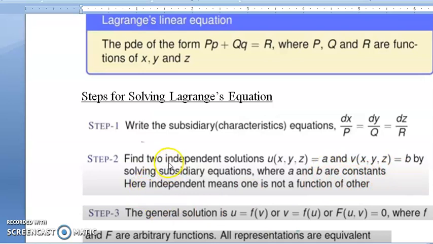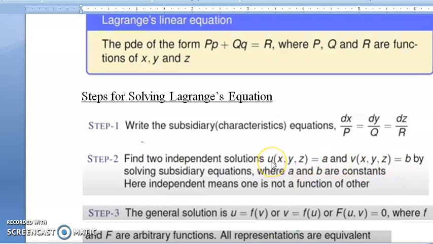Now here I used the term independent solutions. Now here independent means one is not a function of the other. That means u cannot be a function of v or v cannot be a function of u. You have to get two independent solutions. Okay, suppose you get the answer as u is equal to xy and v is equal to xy whole square, that means x square y square. So in that case we can write v is equal to a function of u, which is equal to u square.